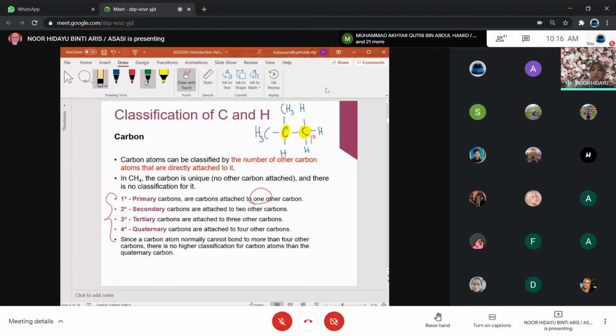So kalau saya bagi contoh lain, right. Can you classify this carbon? Primary, secondary, tertiary, quaternary. Tertiary. Because this carbon is bonded to another 3 carbon. 1, 2, 3. Dia akan jadi tertiary. Okay, what else?